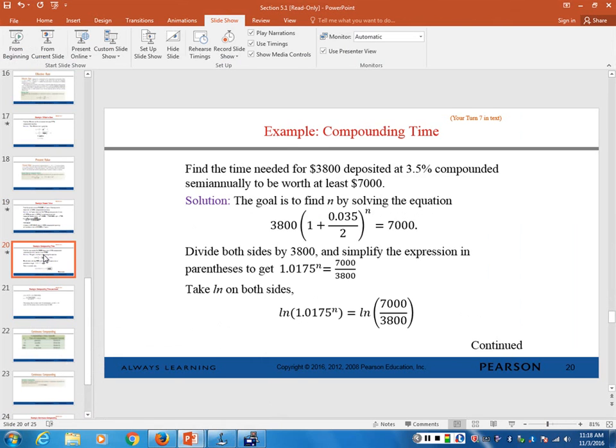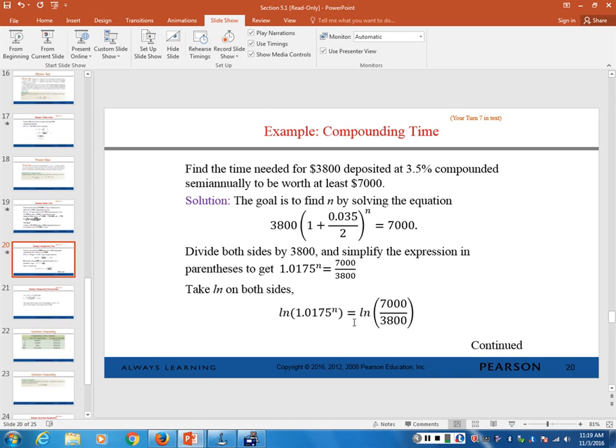Find the time needed for $38,000 deposited at 3.5% compounded semi-annually to be worth at least $7,000. So in this case, the goal is to find N by solving the equation, $38,000 present value, times 1 plus 0.035, the decimal value of the interest rate. It's compounded semi-annually, so divide by 2. And what you want to have is $7,000 or more in the future. And you would need to know what N is. In order to find that, you would have to use logarithms.